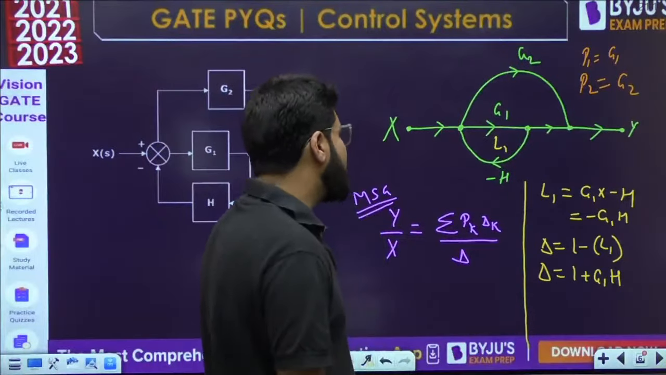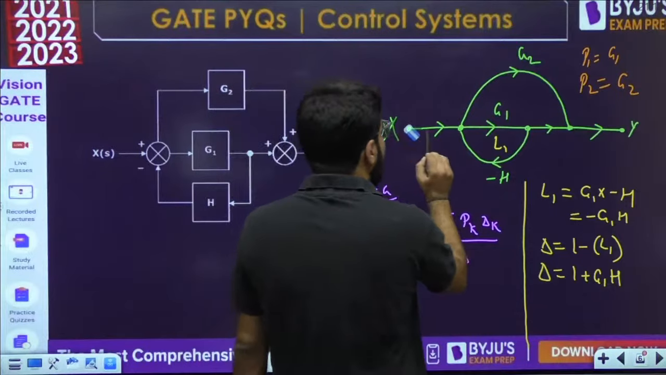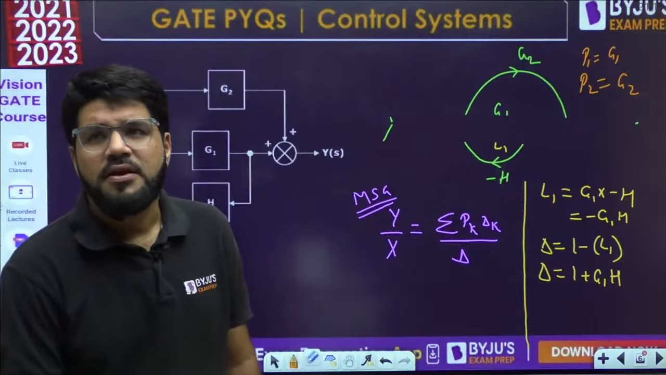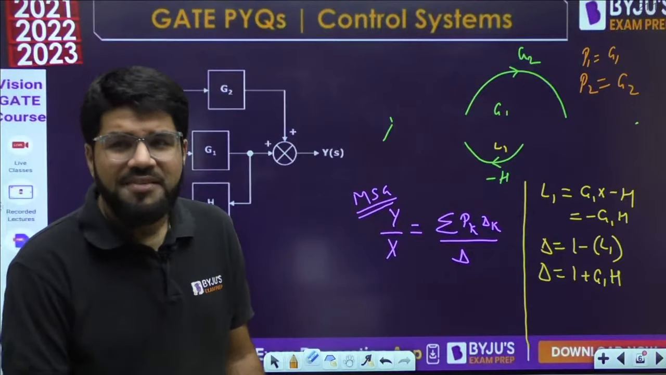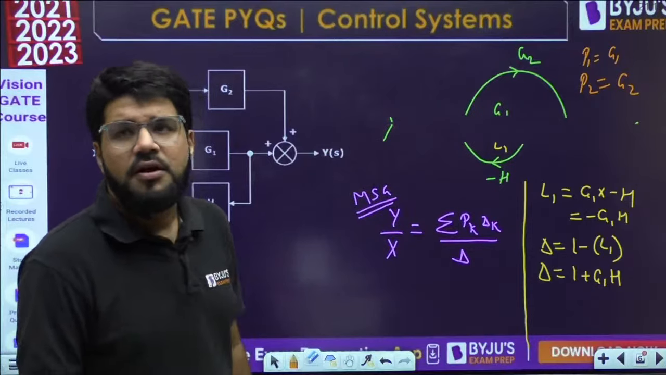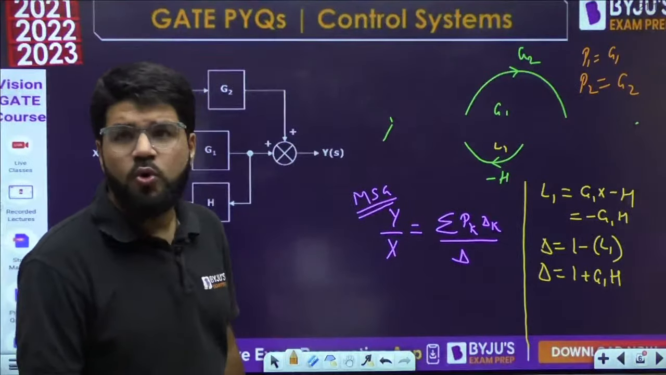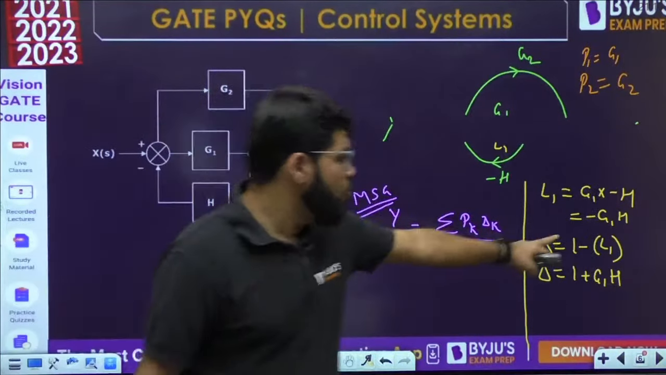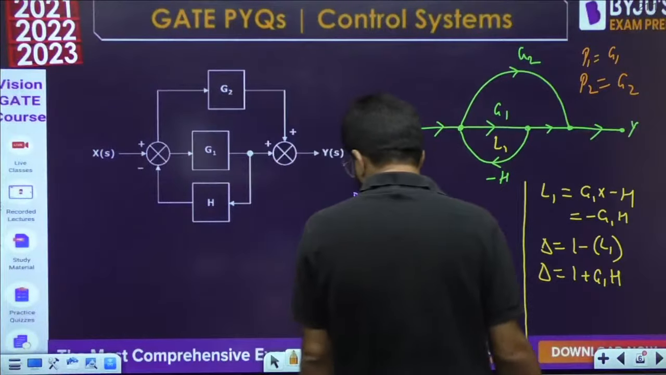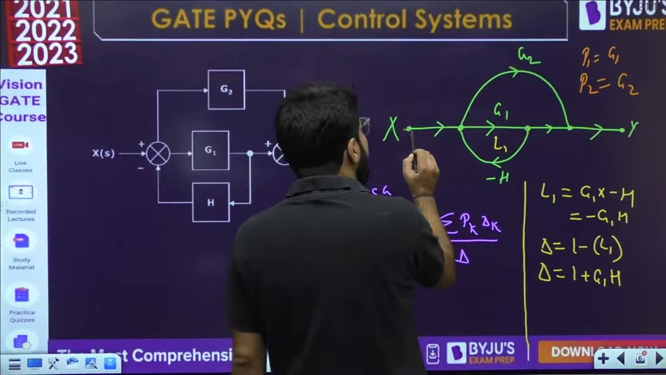What about their path factors? What about the path factor if I erase the first path? It is the graph determinant obtained of the remaining graph. The remaining graph has no loops, all the loops are open. So when there is no loop at all, the delta will be equal to 1.